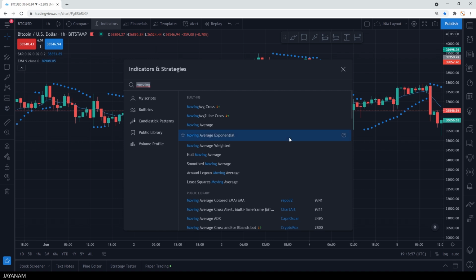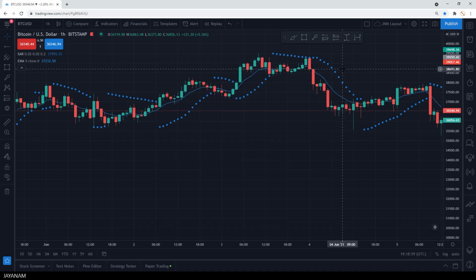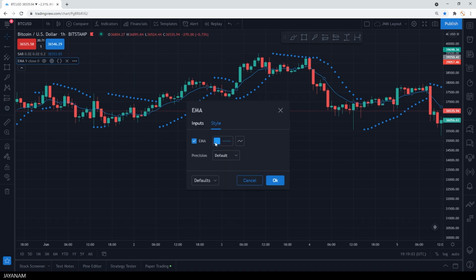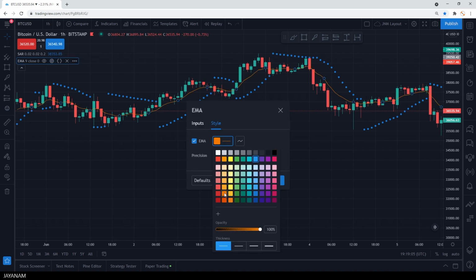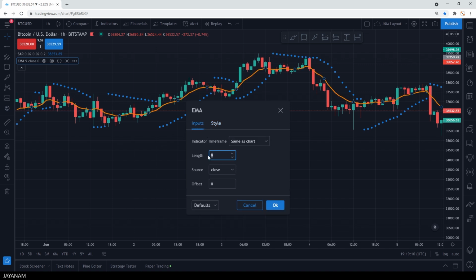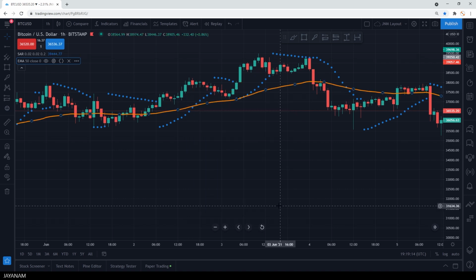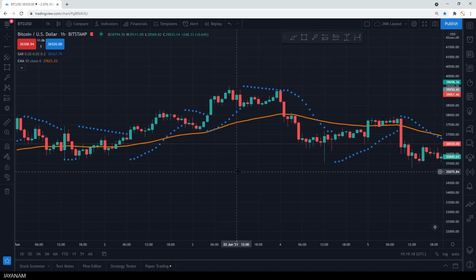I select it, and then you can see it as a graph here in the chart. I set the color to orange and make it a bit thicker. And then I set the length to 50. This means it is now an average over the past 50 days. And now you can see the current trend better. It is slightly going upwards for the regarded range.